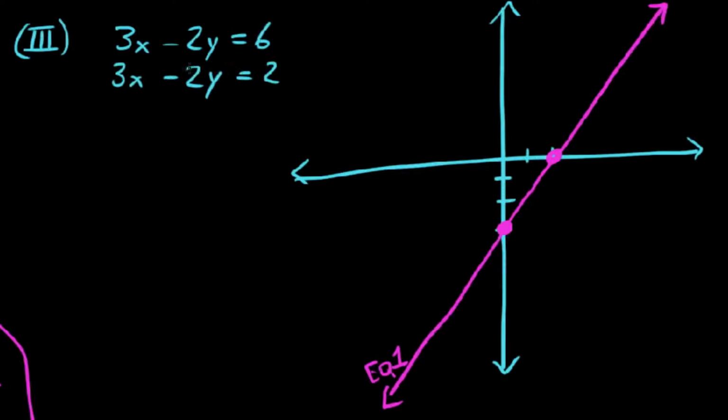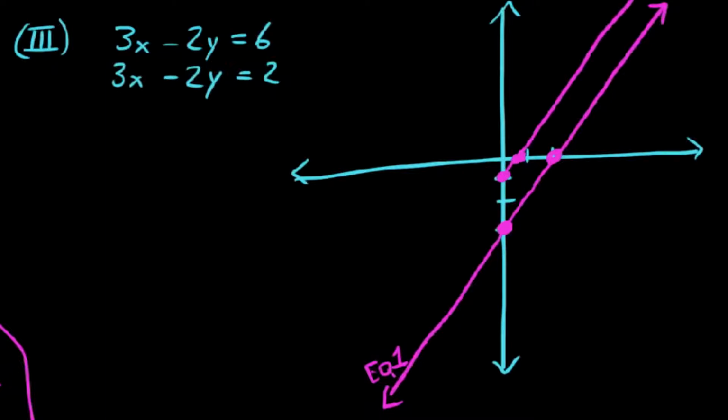Now if we graph the second equation and plug in 0 for y, we get 3x equals 2, so x is 2/3. Okay, so it hits our x-axis at 2/3. About right there. And then if we plug in 0 for x, y would be -1. So we go down to -1, draw a dot, and sketch this in.